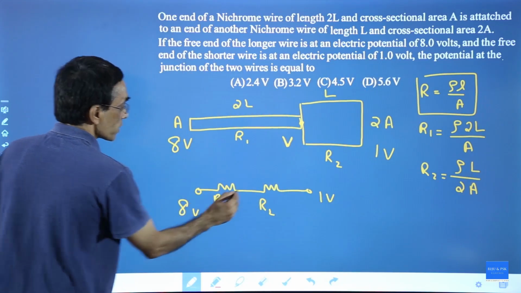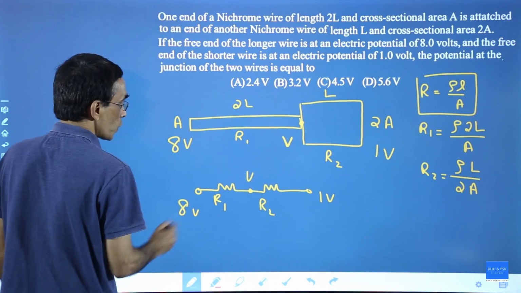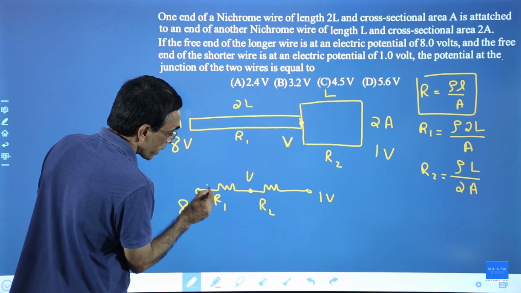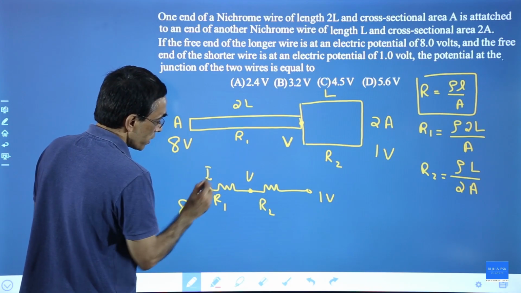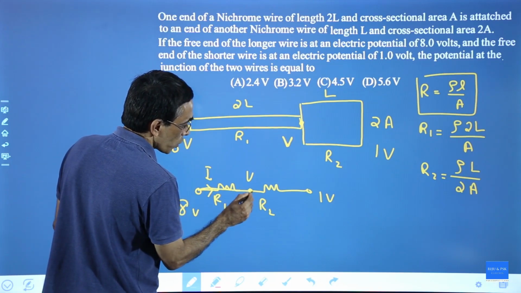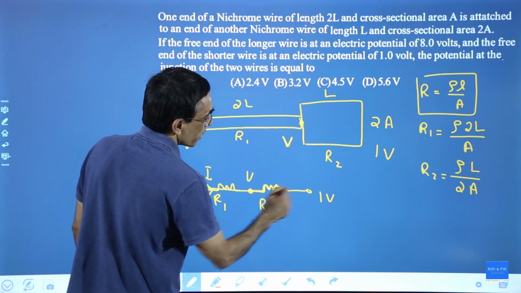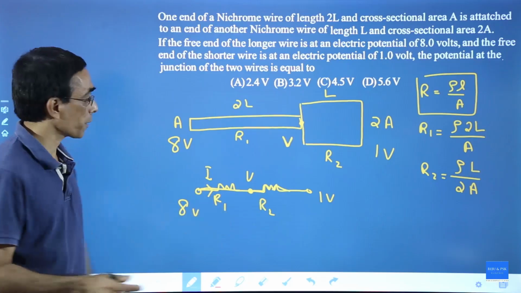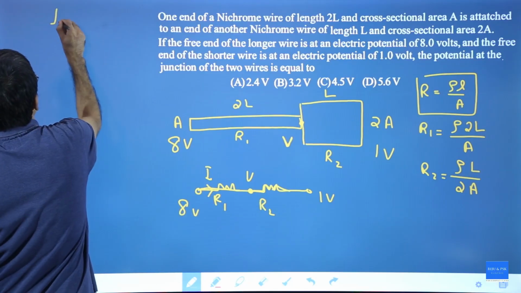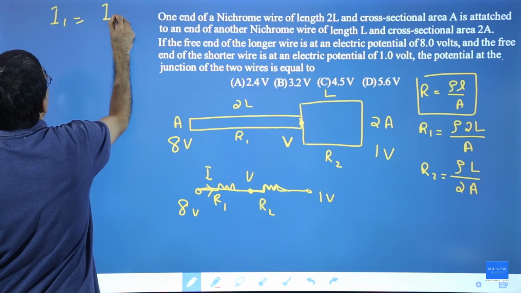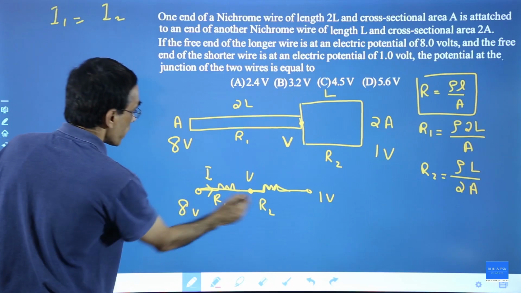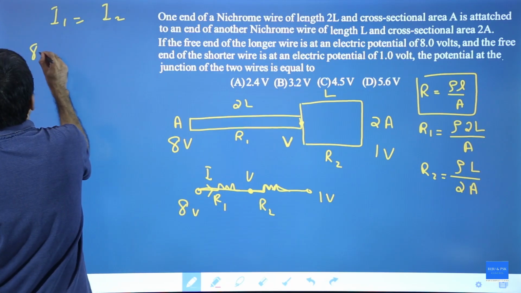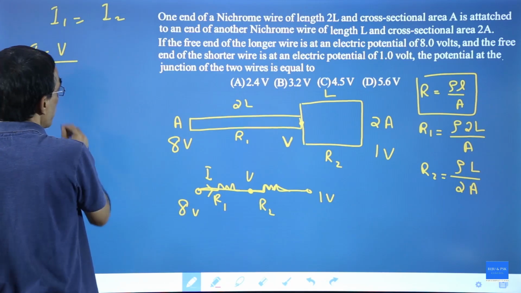The potential here is V. So you understand that there is a current flowing like this. This current will flow through this wire, go through the junction and enter the second wire. These two currents will be the same. So we can say current in the first section should be equal to current in the second section. What is the current in the first section? 8 minus V divided by R1.